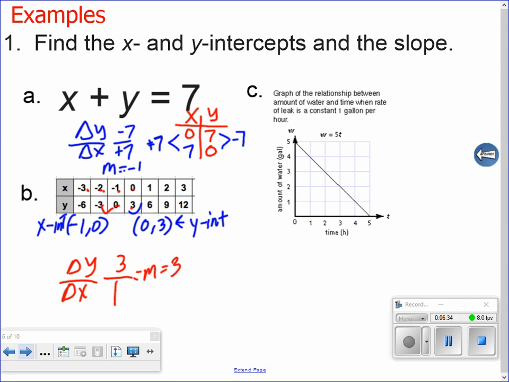Looking at our graph, remember that the x-intercept is where it crosses the x-axis, so that's at (5, 0). Where we're crossing the y-axis, that's at (0, 5).